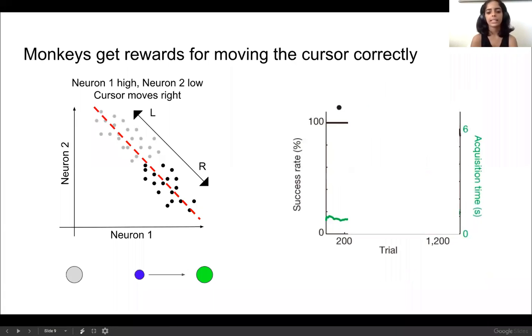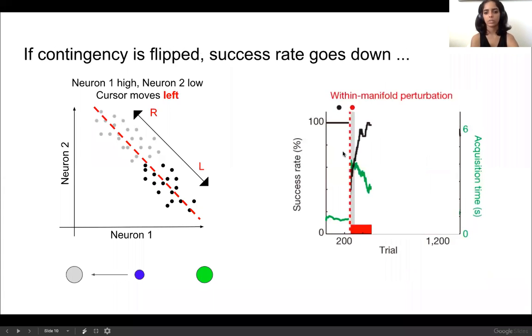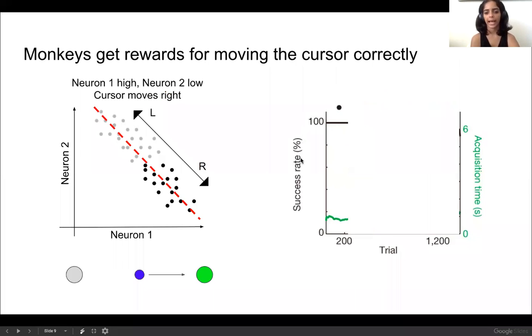Now, the finding is that animals can do this very well. The way they look at that is they look at two measures. One is the success rate, which means the number of trials on which the animal is able to successfully do this. And the second is the acquisition time, which is in green. This plot has two y-axes. One is the success rate, one is the acquisition time. What you can see is that in any given trial, in something like 1 second, the animal is able to take a cursor from the center and move it to the target when you have this kind of mapping. And the success rate is 100%, which means that this happens on every single trial that the animal does.